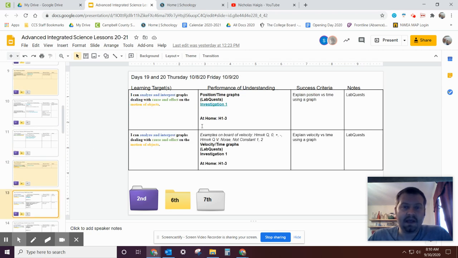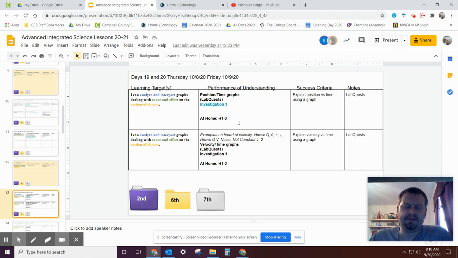Looking ahead, we're going to start position-time graphs, and there'll be some homework, H1 through H8. You get a little bit of time to work on it. That is a Google form that I need to finish, and then I'll load it up here. So right now it looks like no link is here. That is because the link is going to be in Schoology. And you're going to click it.